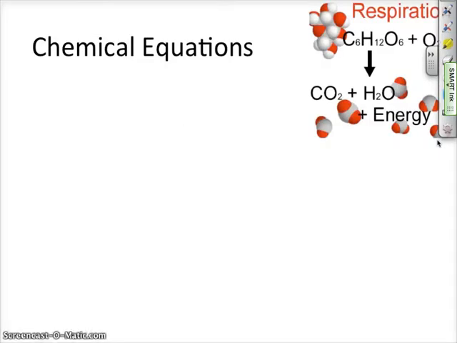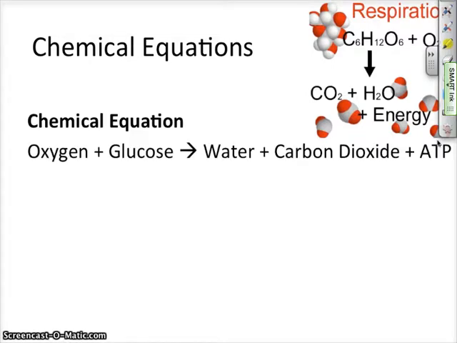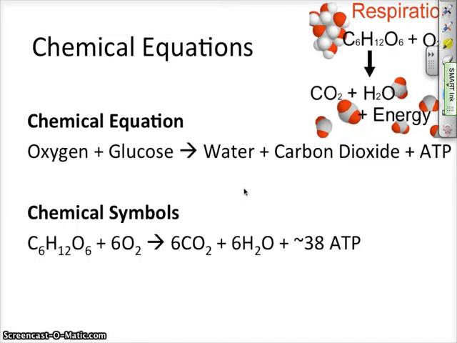Chemical equations. The chemical equation in words: oxygen plus glucose yields, that arrow, water plus carbon dioxide plus ATP. If we look at this in symbols, it looks like this. Remember that glucose is C6H12O6. Oxygen is O2, there are 6 molecules, yields 6 molecules of carbon dioxide, 6 molecules of water, and about 38 molecules of ATP.